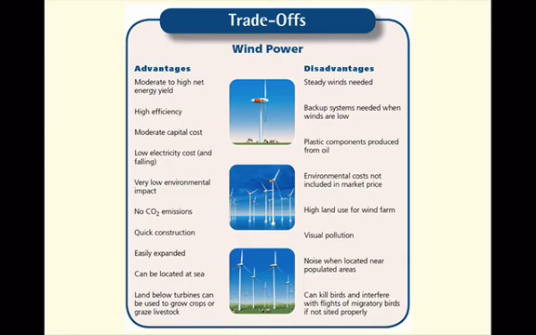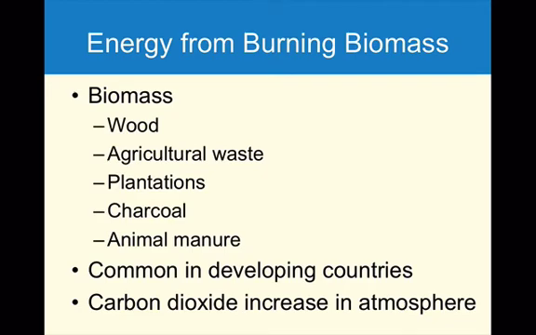And one of the most important things is you can't rely on it necessarily as you could, say, hydropower, because if there's no wind, you still need a backup system. And then there's biomass, and biomass is just another word for burning wood, burning agricultural waste like cow dung, animal manure, charcoal, things like that. It's more common in developing countries to burn biomass, and it does release carbon dioxide into the atmosphere.